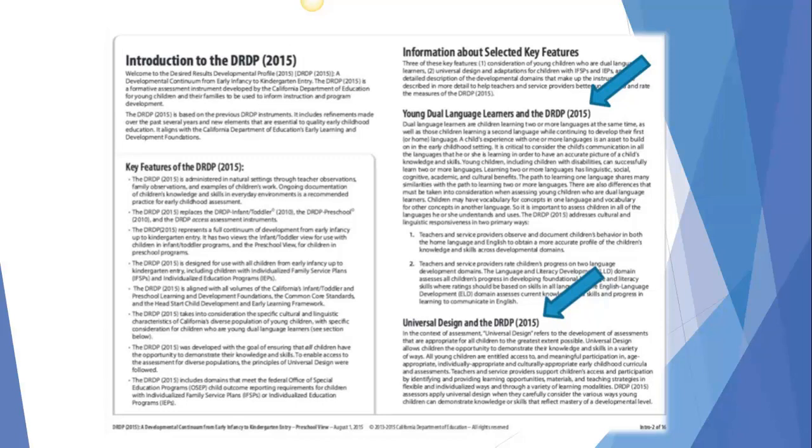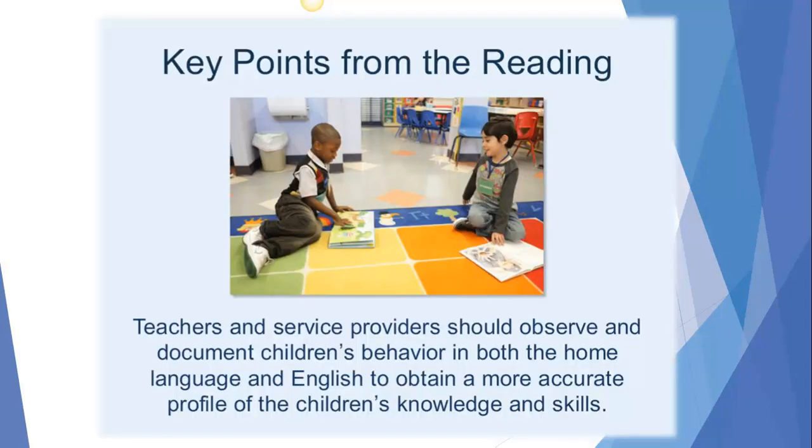All right, so open up the DRDP on this page, which is, I already read the introduction, page 2. It should be standard regardless of if you're looking at the preschool or the kindergarten. The introduction should be the same. The teachers and service providers should observe and document children's behavior in both the home language and English language to obtain a more accurate profile of the children's knowledge and skills. Why do you think that is? Why do you think children should be assessed in both their home language and their English language if they're dual language learners?